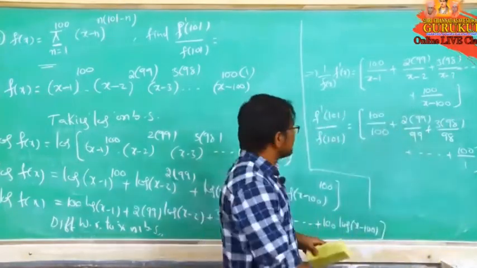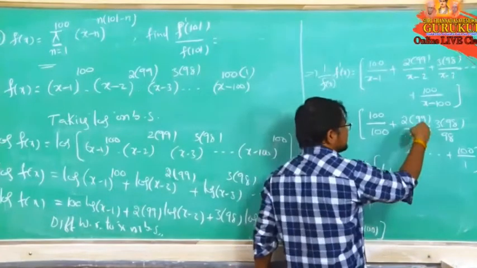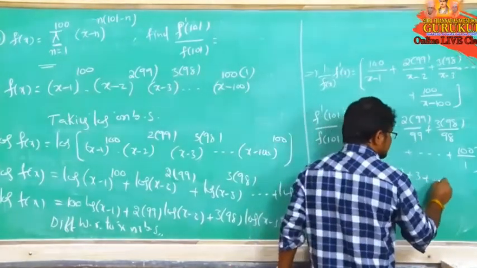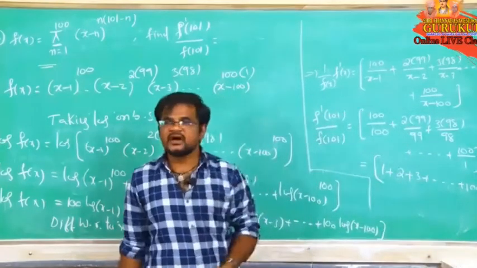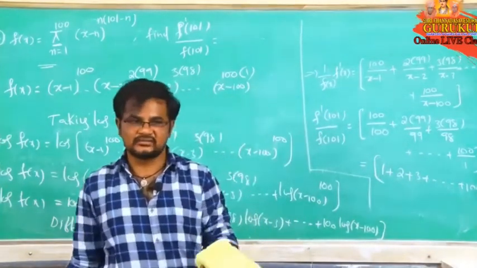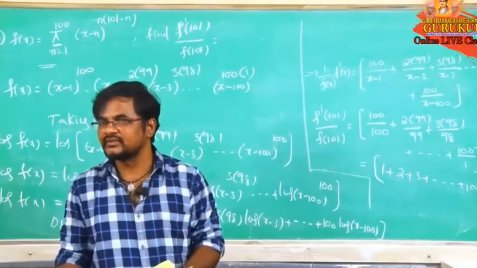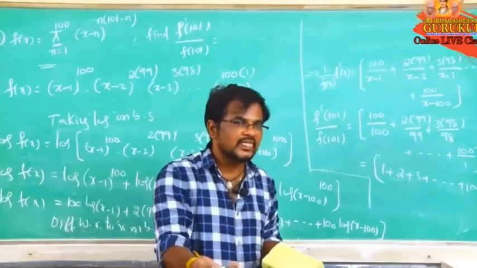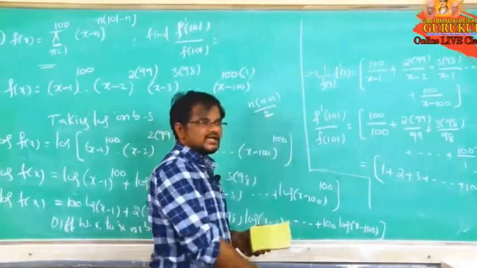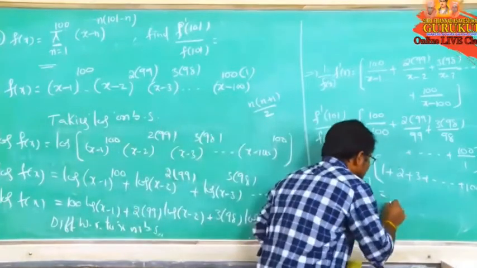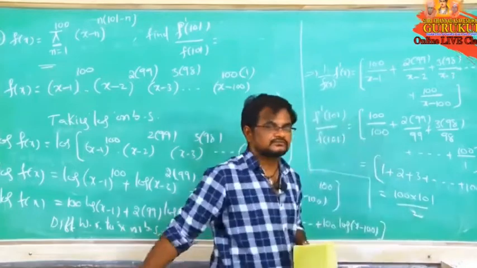1 only. Now that implies here 1, here 99 get cancelled, 2 plus 3 plus etc. plus 100. What you observed? Sum of the first 100 natural numbers. What is the formula? n into n plus 1 by 2, no? Sum of the n natural numbers is n into n plus 1 by 2. So that is here 100 into 101 divided by 2.